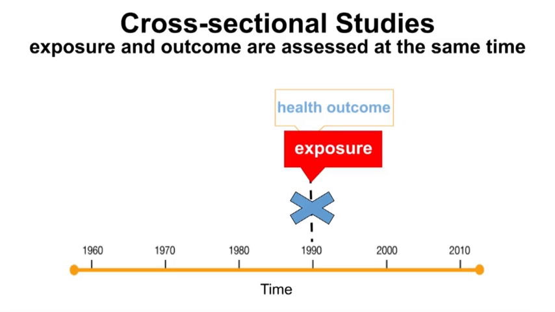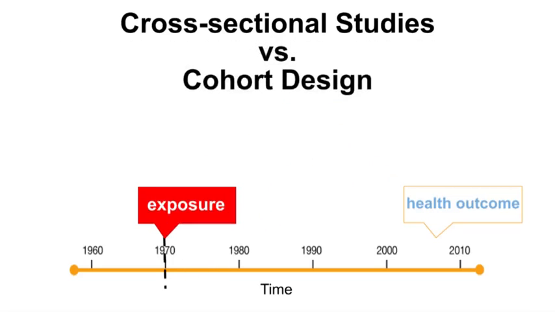In this example, you obtain the information about both their exposure, traffic-related air pollution, and their health outcome, asthma, at one point in time. This is in contrast to the cohort study, in which you start with defining the population, measuring the exposure, and then ascertain the disease at a later date. In this diagram, the investigators start in 1970, measure exposure, and then assess the health outcome in 2007.